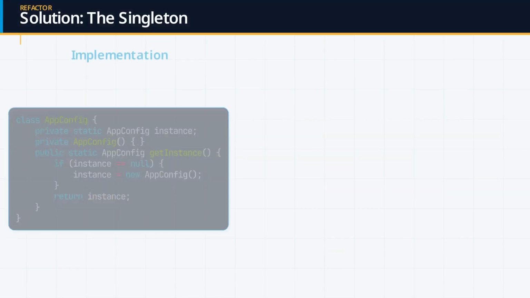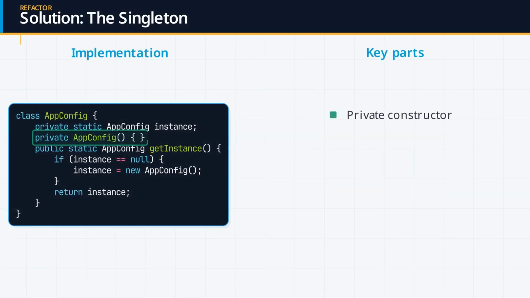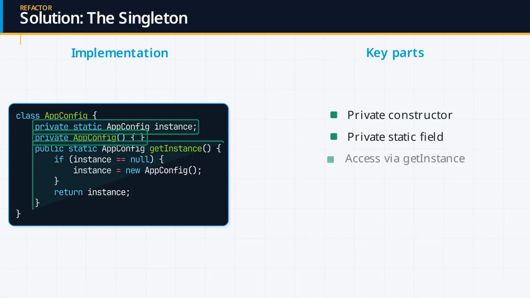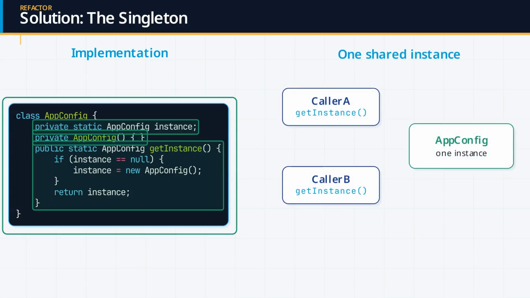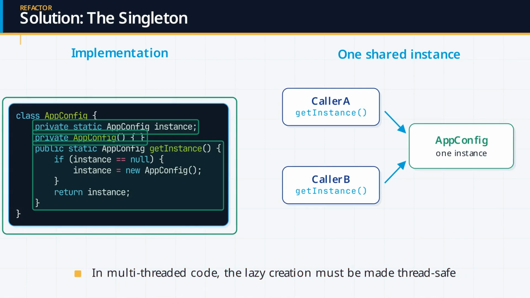Here's the solution: the Singleton. We build AppConfig with a private constructor, so no other code can call new. A private static field holds the single instance. A public static getInstance creates that object on the first call, then returns the same one every time. Two callers share it. In multi-threaded code, this lazy creation must be made thread-safe.